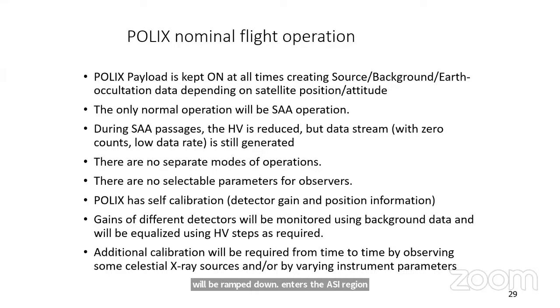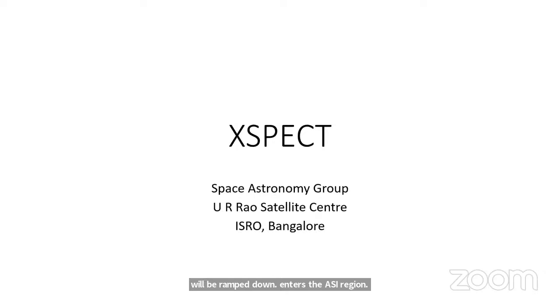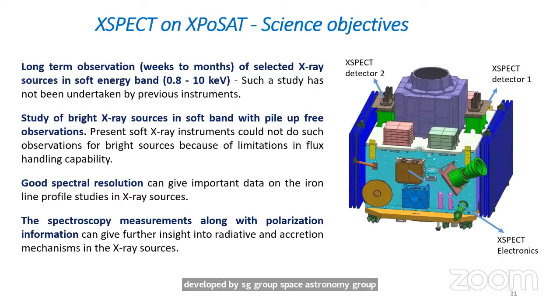Yeah. So coming to another co-passenger, EXPOSAT. It's developed by the Space Astronomy Group, ISRO U R Rao Satellite Centre. What you see is the EXPECT detectors 1 and 2, sitting next to the POLIX detectors, and there is the EXPECT electronics. EXPECT is mainly a spectroscopy instrument.